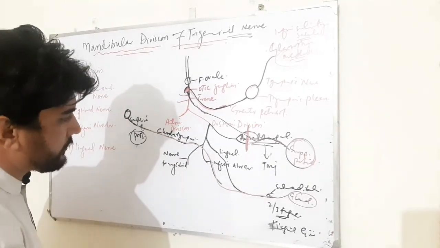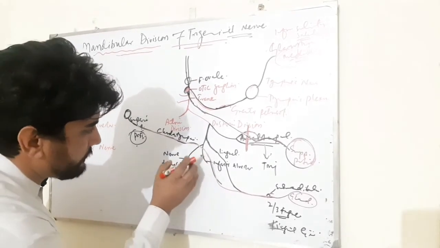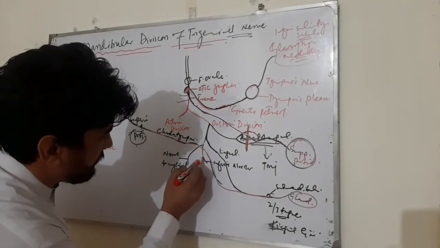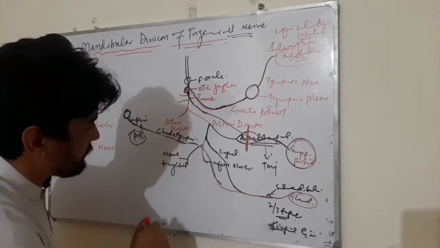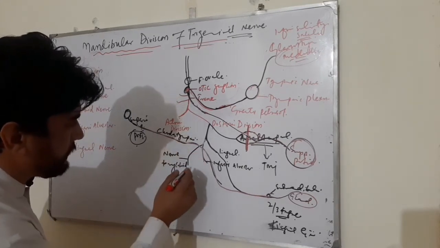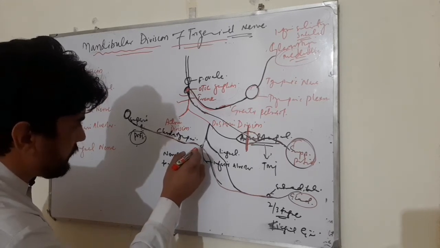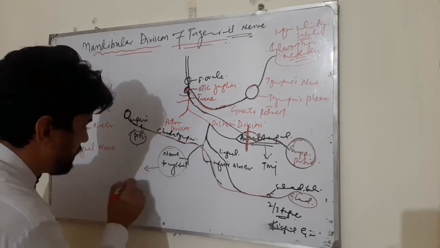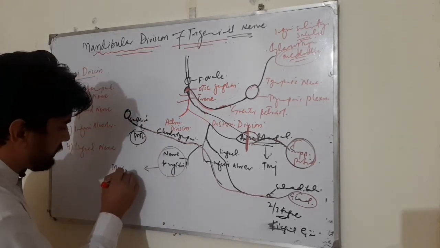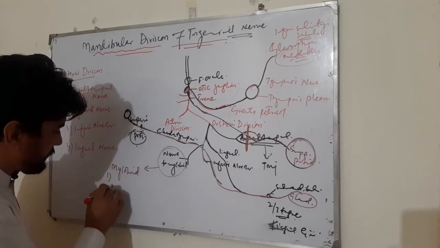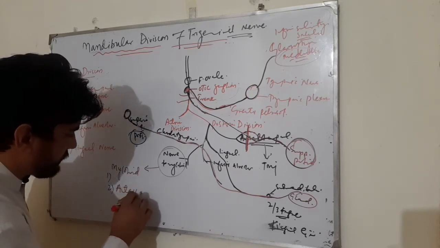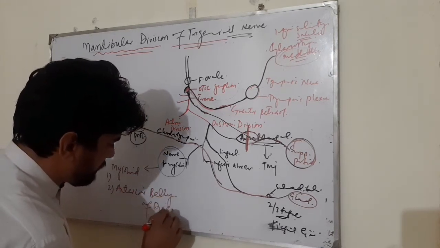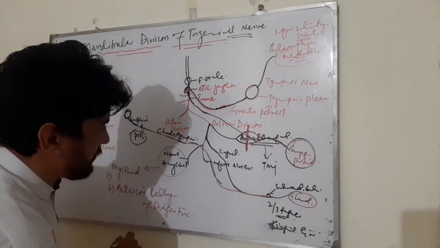The inferior alveolar nerve comes down, and before it goes into the mandibular canal, it gives rise to the nerve to the mylohyoid, which supplies the mylohyoid muscle as well as the anterior belly of the digastric. These muscles are supplied by the nerve to the mylohyoid.